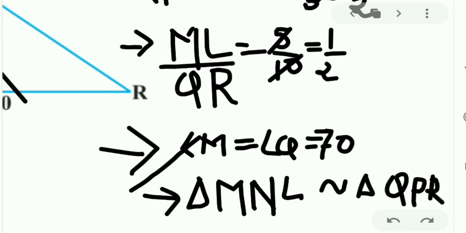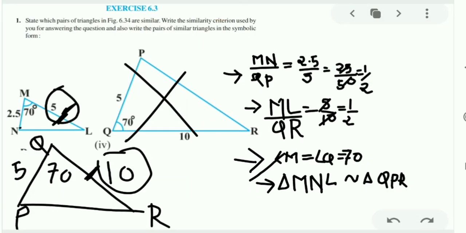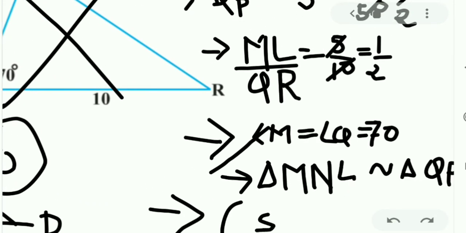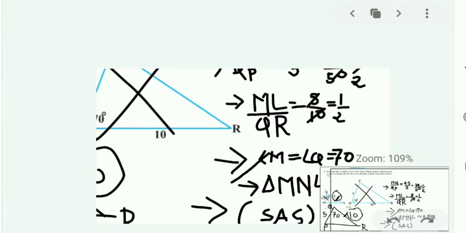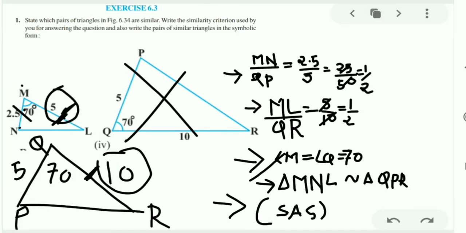But according to which criteria? That is very important. According to which criteria are these two triangles similar? Here sides are there, then the angle in between is there. So we will write side angle side. Here we have to mention the criteria, that is side, angle and side. So this question ends: these two triangles are similar, according to the side, angle, side criteria.